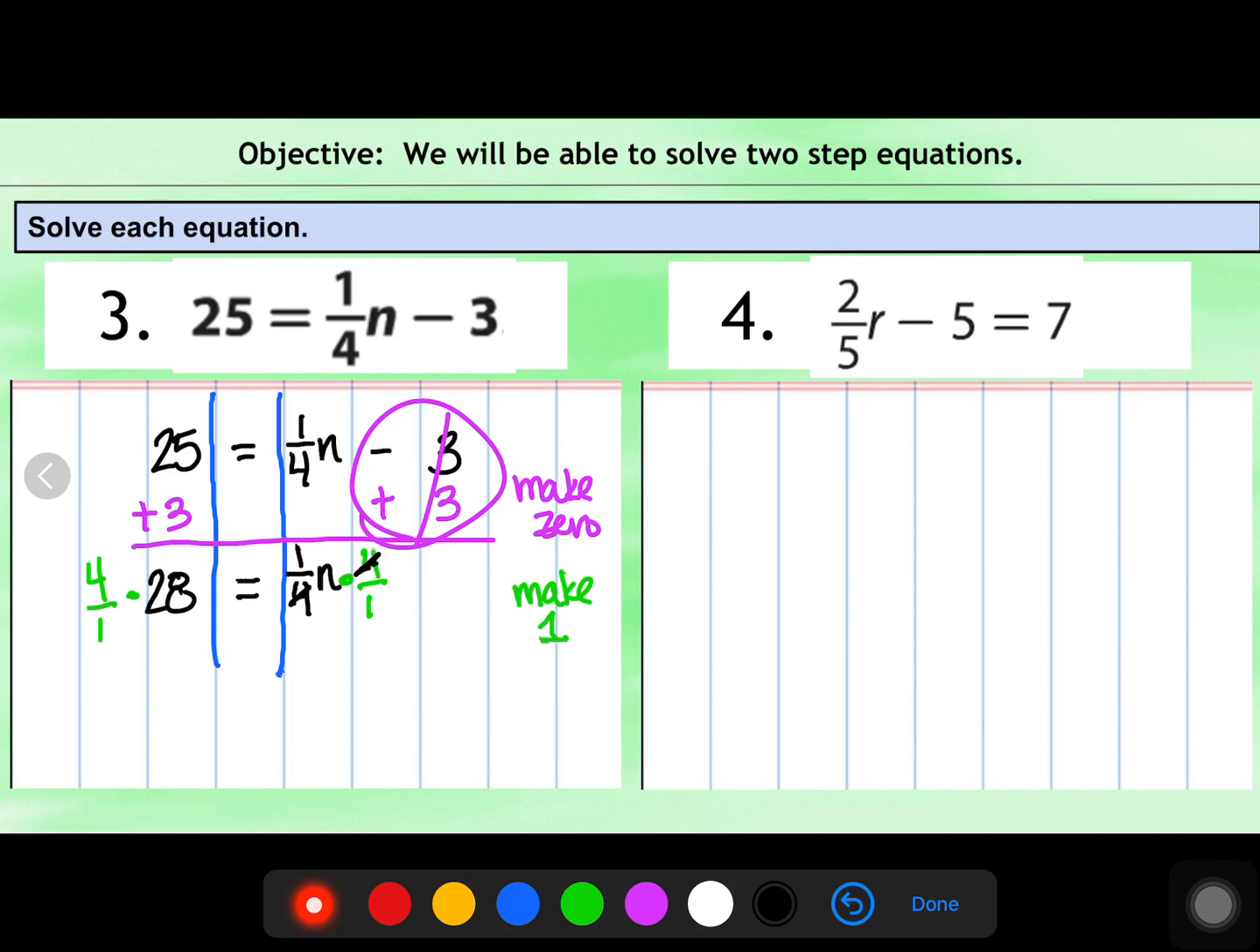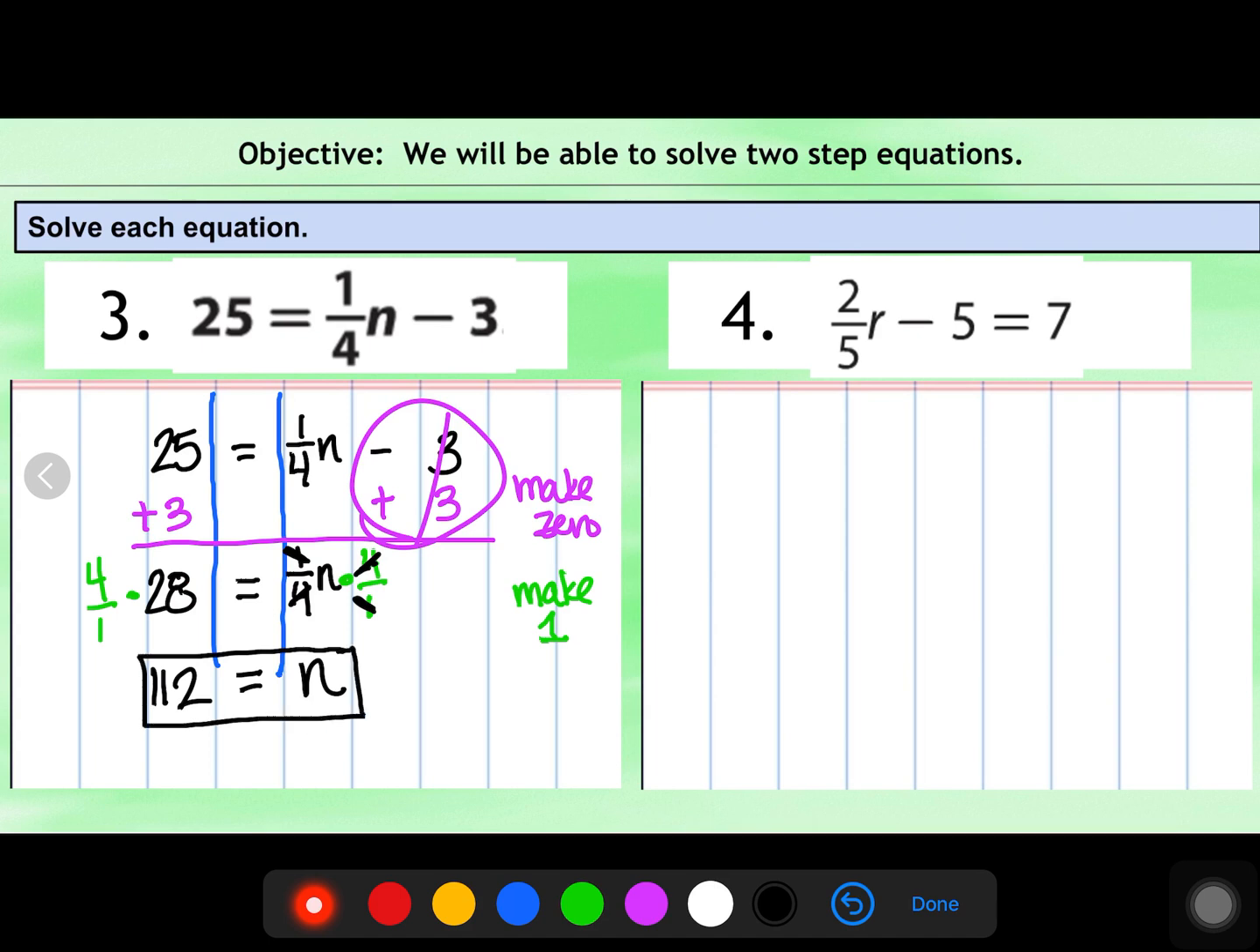And here's what happens. The 4s, because they're diagonal from each other, they make 1. And these two make 1. And now I just have n, or 1n. And that equals, this one is 4, it's 4 times 28 over 1. So that's negligible. So we're really going to do 4 times 28, which is 112.